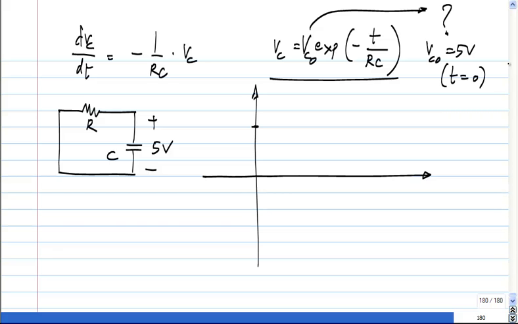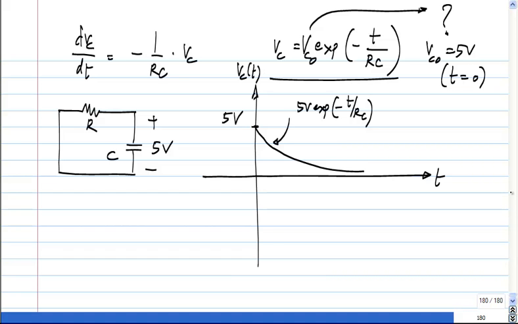This you get from the value of t equal to 0. So, you start with 5 volts and it decays. Okay. This curve is 5 volts exponential minus t by RC. Okay. And this is Vc of t.